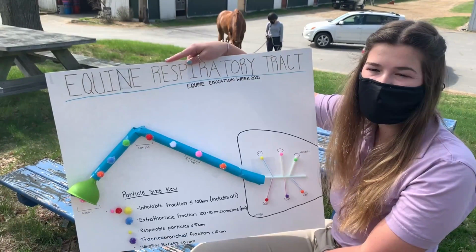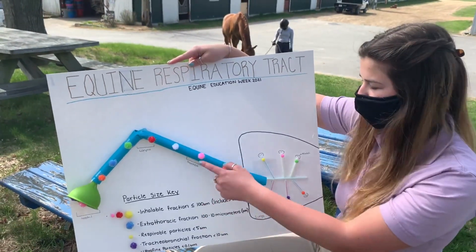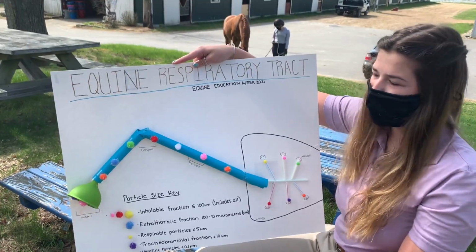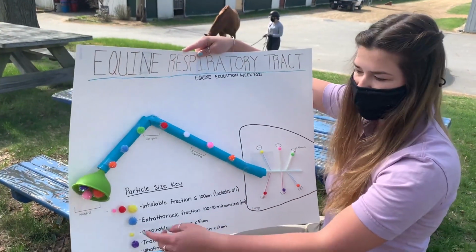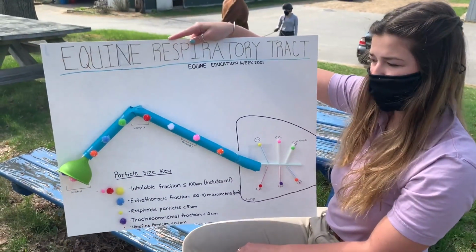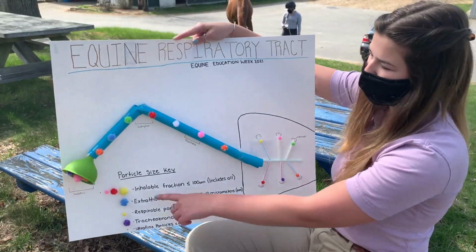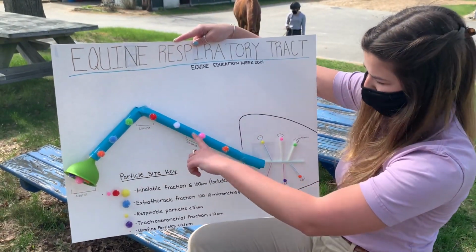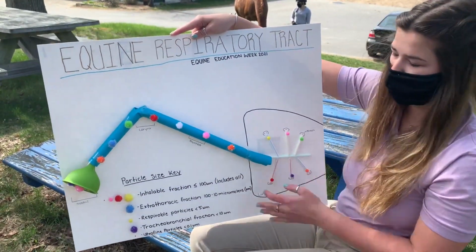Now, as Maeve mentioned before, there are different particle sizes. We wanted to represent that with different pom-pom sizes. The ones that stay in the nostrils are only the extrathoracic fraction. They get stuck in the mucous membranes in the nostril and mouth. The next smallest size is the tracheobronchial fraction. These can travel through the trachea, but they stay only in the trachea. They are too large to go into the lungs.